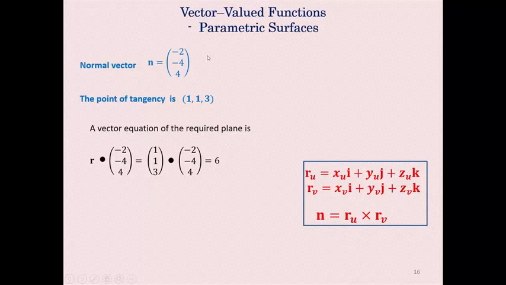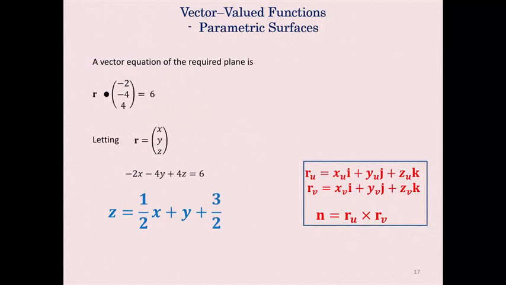So we have the normal vector, we have the point of tangency. The vector equation of the plane can be written down. But what the question wants is the Cartesian equation in terms of x, y, and z. So we'll replace R with (x, y, z) and work out the Cartesian equation as required.